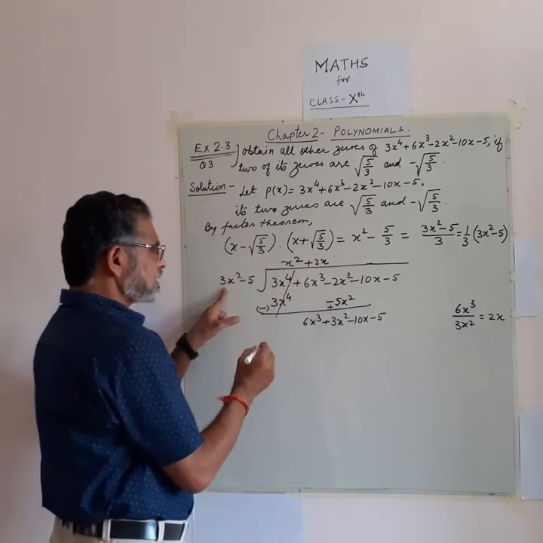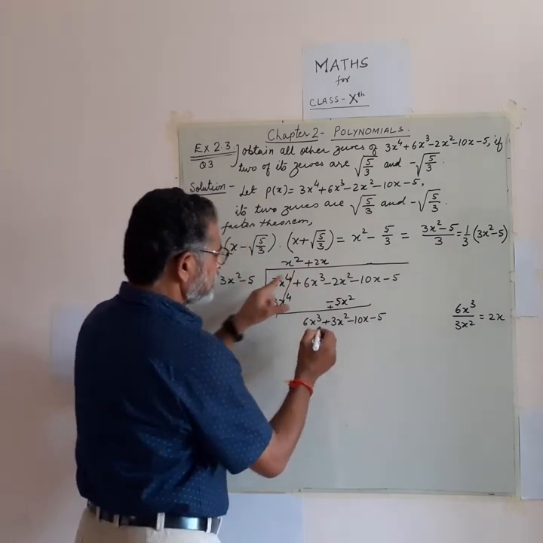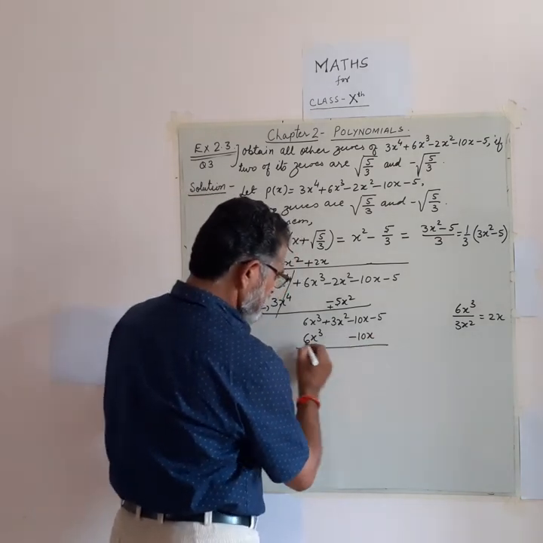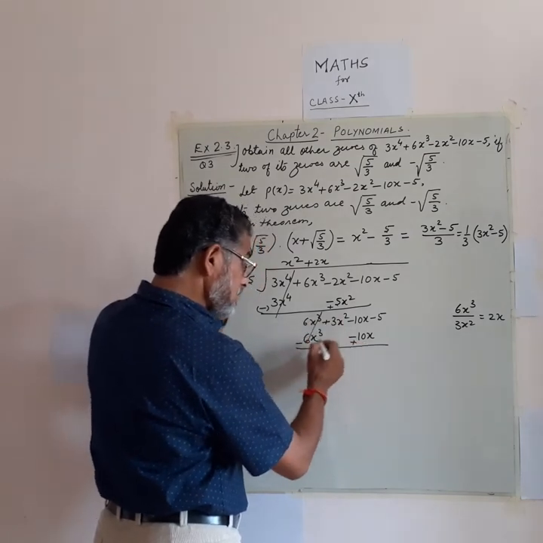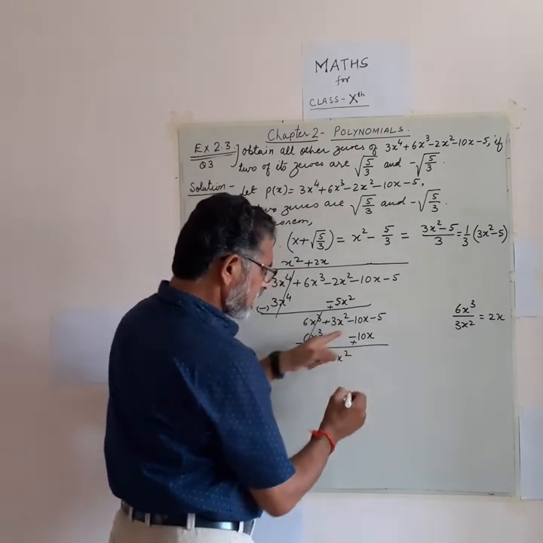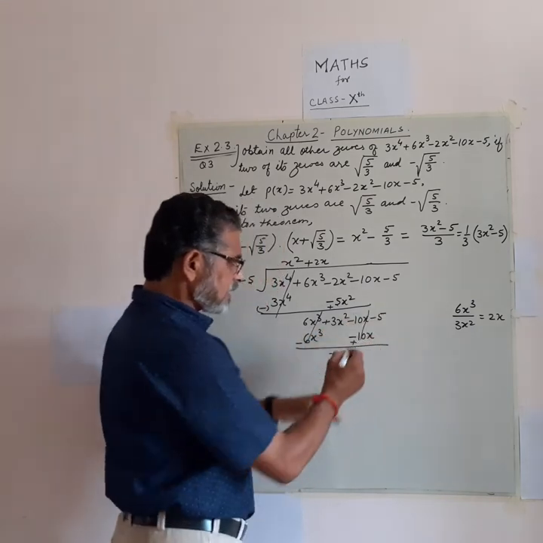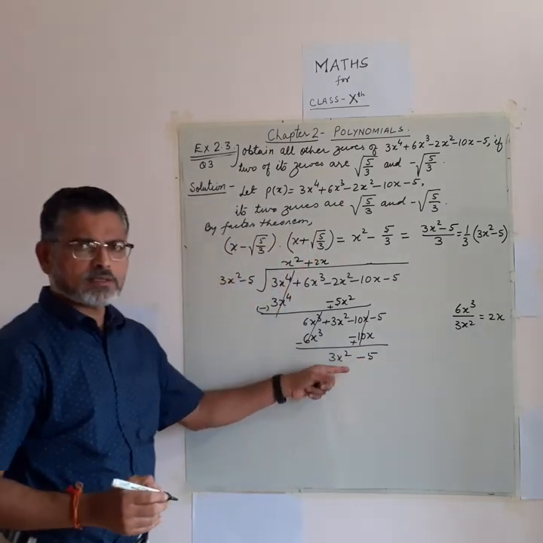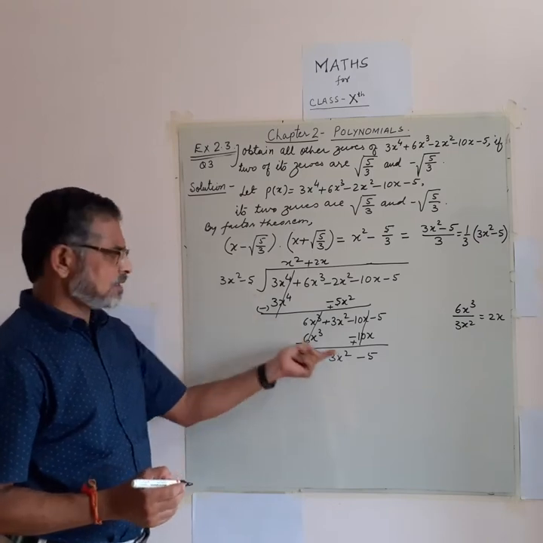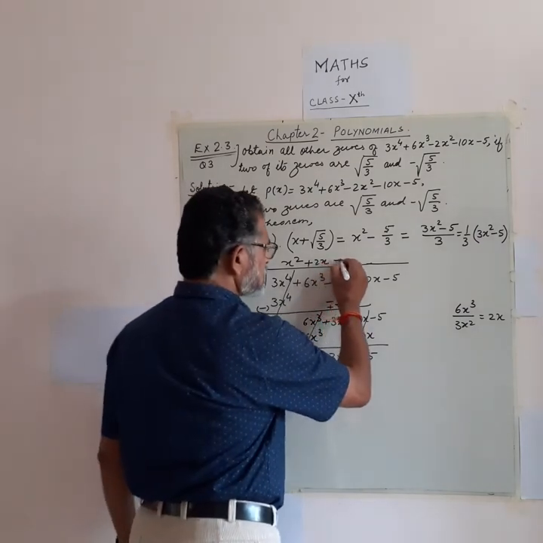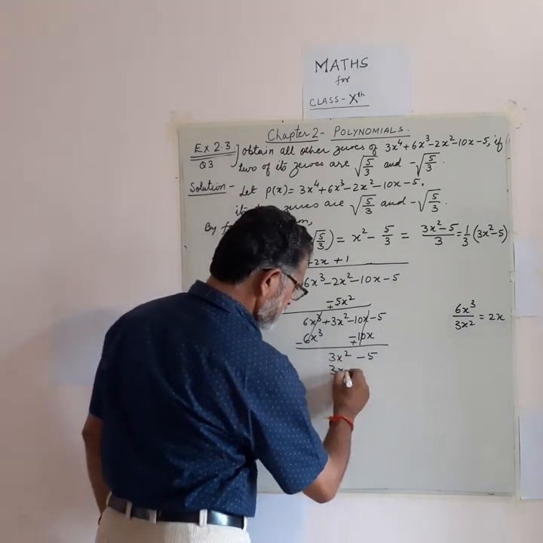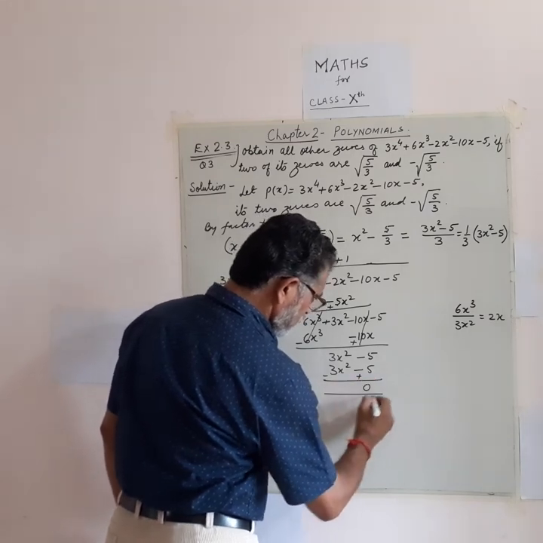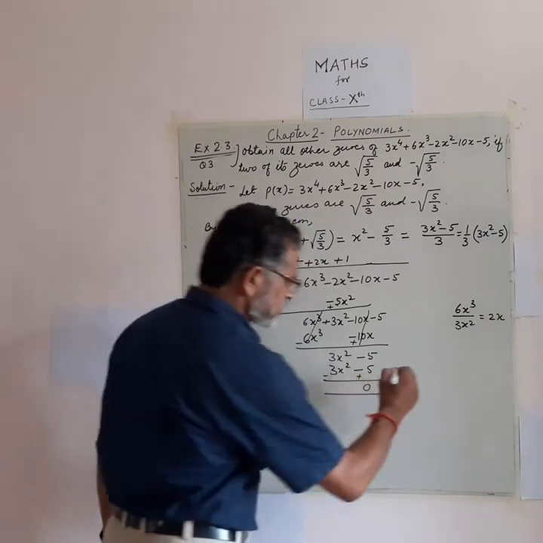Plus 2x multiplied with 3x square, we get 6x cube. Then 2x multiplied with minus 5, minus 10x. Now again we subtract it, minus and plus. So this term will cancel, 3x square. And again this term will be cancelled because similar and having opposite sign. And remaining term will be 5. Look at here. The remaining part is same as the divisor. So definitely both are equal. So plus 1 times the quotient will be plus 1. So 3x square minus 5. If we subtract it, it becomes 0. So what we get? We get remainder is 0.